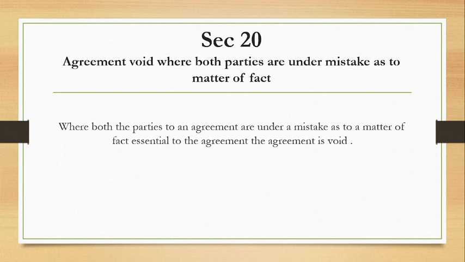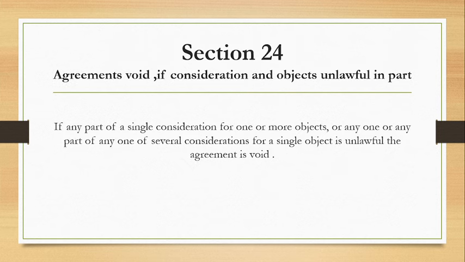So sometimes it happens. It was not an act of fraud or misrepresentation, but simply a mistake as to a matter of fact. Section 24: Agreements void if consideration and objects unlawful in part. Naturally, if the consideration, that is the reward or return which a promisor gets from the promisee, or one party gets from the other, is illegal or unlawful, the agreement will be void. If any part of a single consideration for one or more objects, or any one part of any one of several considerations for a single object, is unlawful, the agreement is void.